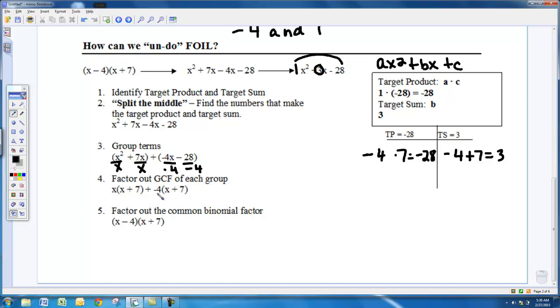x plus 7. So now we have a common binomial factor. We're going to take the common binomial factor out of each group, and then we're going to write down what's left. So x plus 7 comes out here, and then x minus 4 is what's left after we take out that common binomial factor.